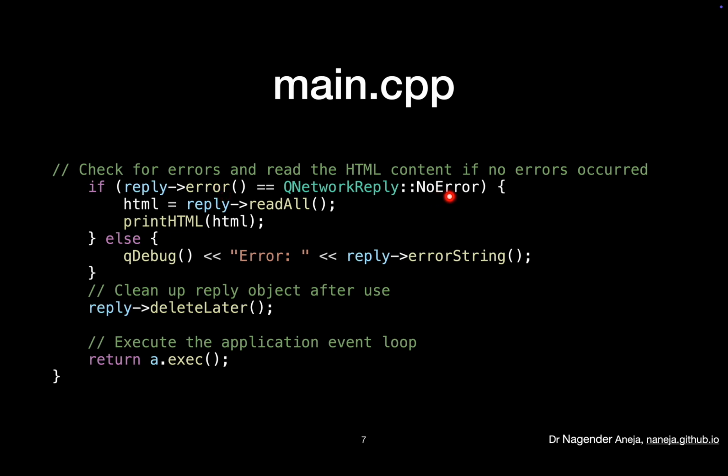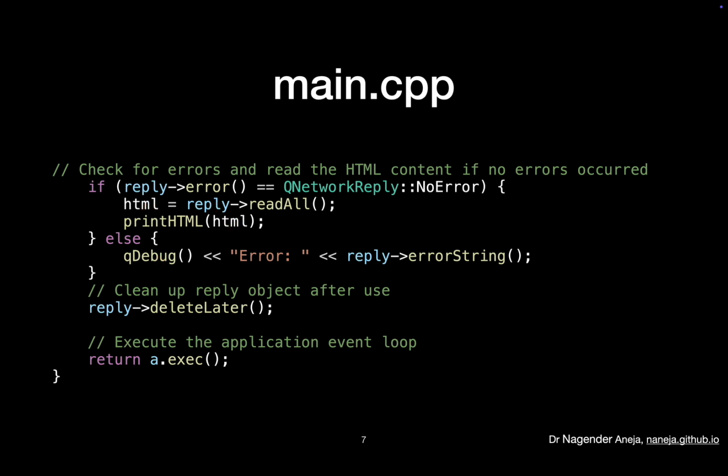And if this is equal to no error, there should not be any error reported by the error function. So if this is QNetworkReply::NoError, then we are getting readAll. We get all the reply with readAll. So we get the complete reply and we saved it into the QString, which is the HTML. And then we can call printHTML, right? So we pass this HTML and this can say done.